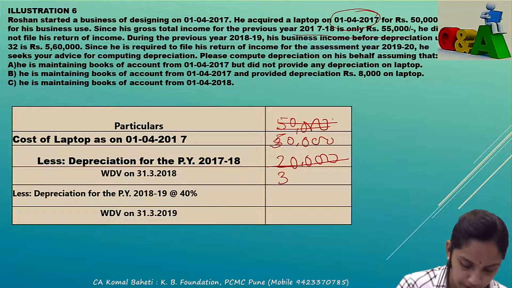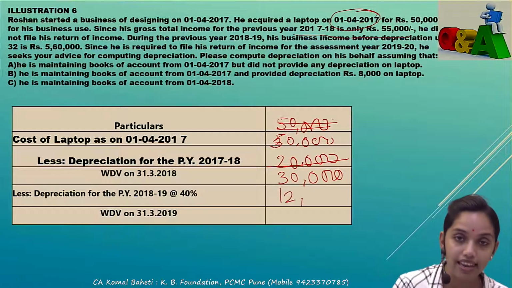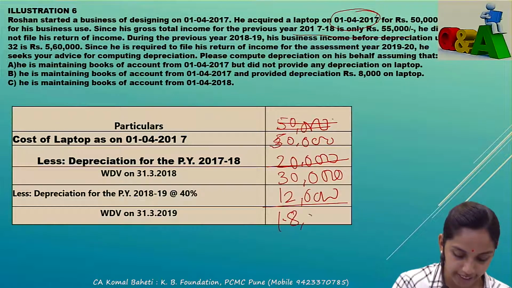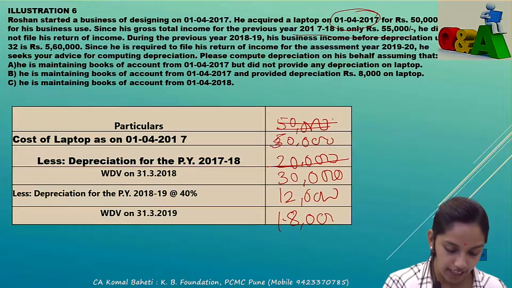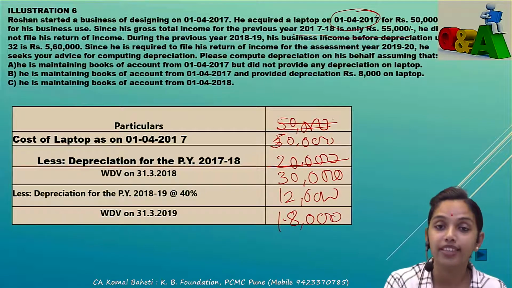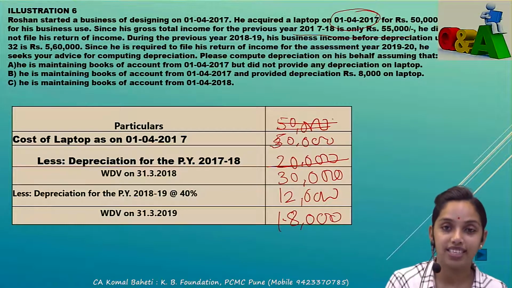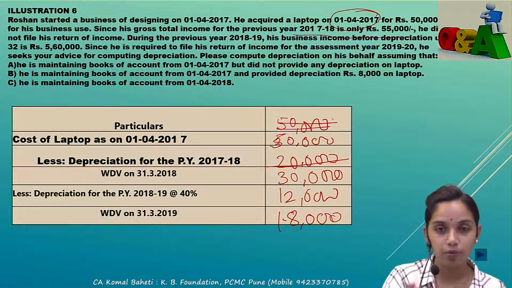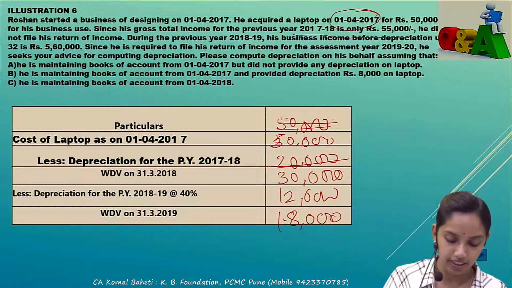So how much is the WDV? 30,000. And on that, for the next year, the depreciation at the rate of 40% comes to 12,000. Ultimately, the WDV becomes 18,000. Are you clear? Irrespective of the method that you are following, you will be allowed depreciation that will be reduced from your WDV. Are you clear with it? In your book, the answer is something different, but I did not agree with that. That is the reason I did it this way.